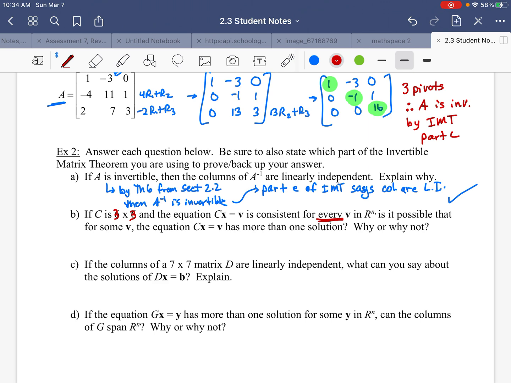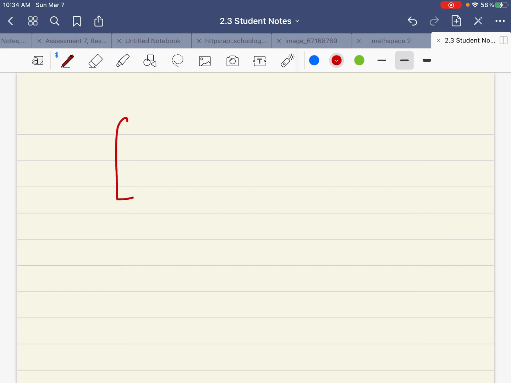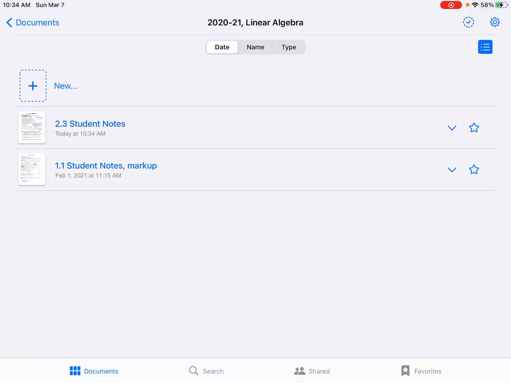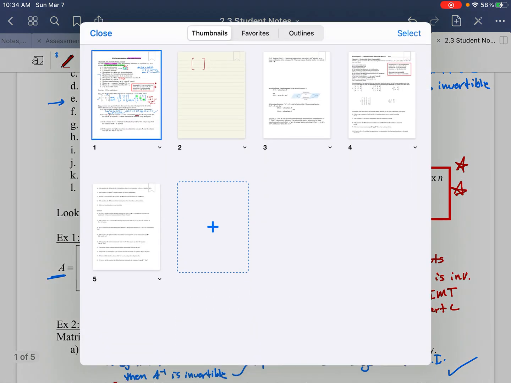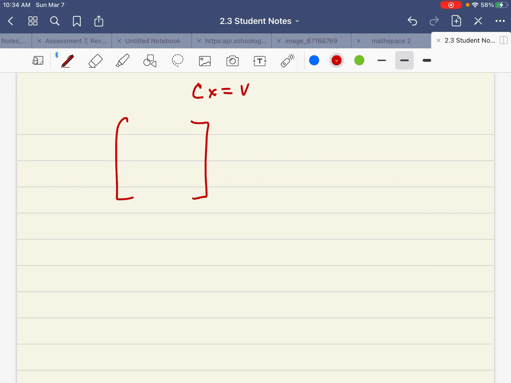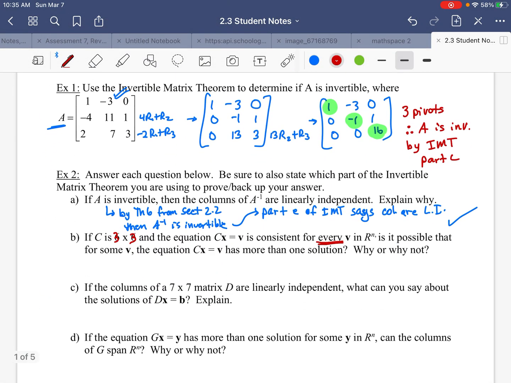All right, so when somebody says that this multiplication is consistent for every v in Rn, what that means is that I have a matrix, right? Let me go back to that question right there. Cx equals v is consistent for every v in Rn. So I have my 3 by 3 matrix times some x equals some v, right? So this statement is trying to get us to prove that Cx equals v is consistent for every v in Rn.